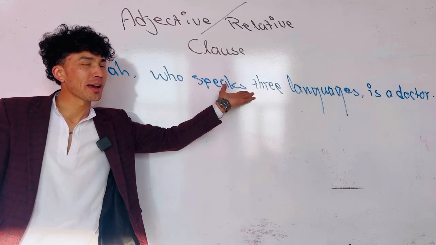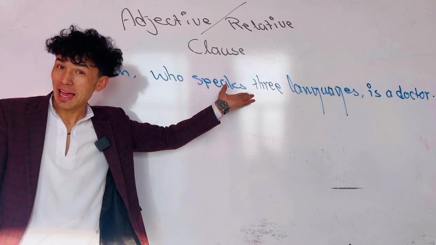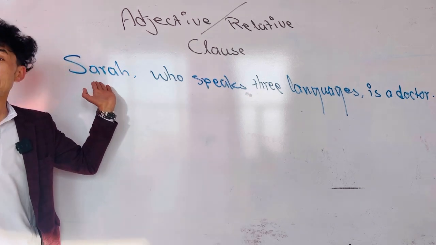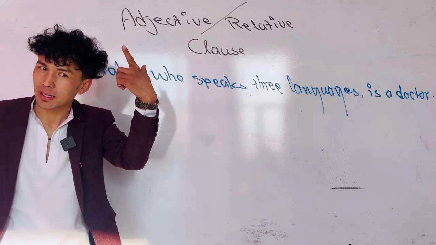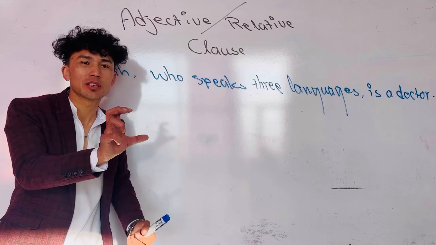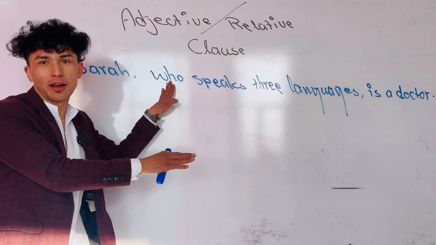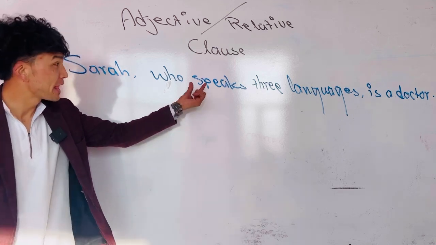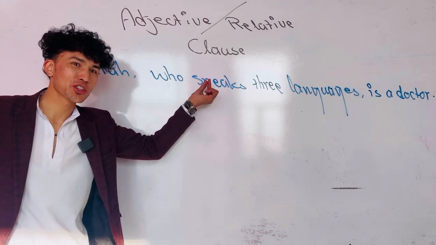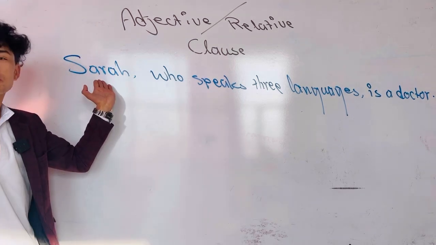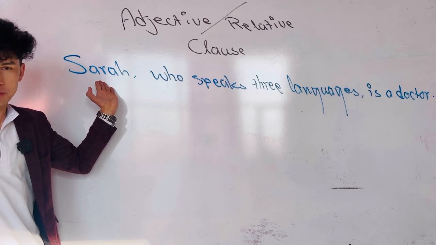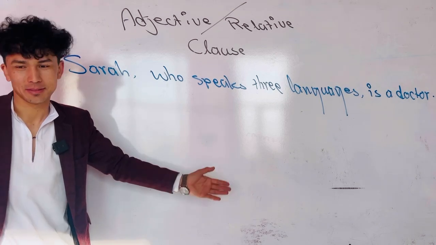This part is called what? Adjective class. The class which gives information about what? Noun. Keep this in mind. Adjective class mostly comes close to the noun. Noun, Sarah. You understood? This part is called adjective class, which gives extra information about the what? Sarah. You understood? Now, that is all.